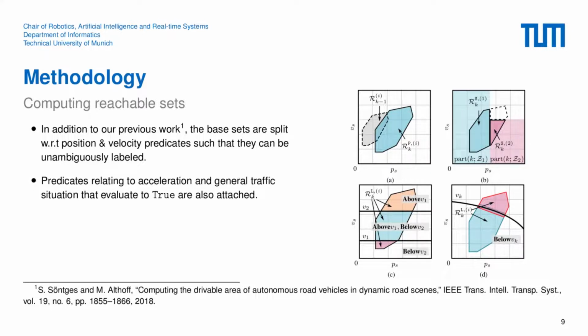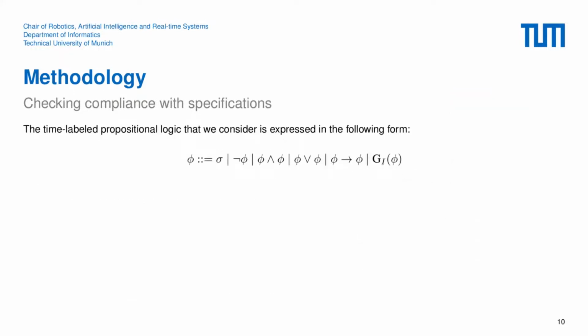After splitting the base sets, predicates relating to acceleration and general traffic situations that evaluate to true are also attached. All predicates that evaluate to true are stored in the set of semantic labels L introduced earlier in the reachability graph. The considered specifications are expressed in time-labeled propositional logic, which has the illustrated form. The last operator indicates that the expression should always hold for the interval indicated by letter I. If I is unspecified, we assume it to be the entire planning horizon.